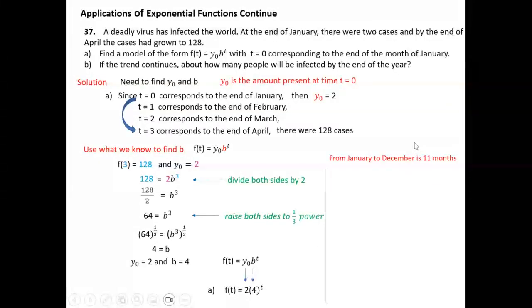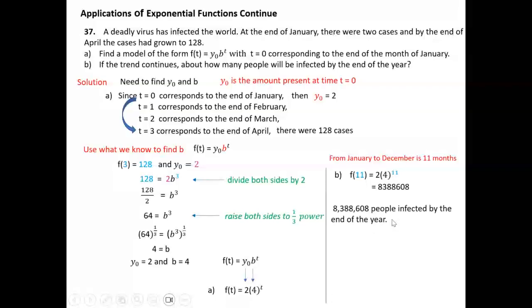It says here, if the trend continues, how many people will be infected by the end of the year? From January to December is 11 months, because the end of January is where we started. So for part B, we're going to evaluate the function at f of 11, which means all we do is plug in 11 where the t is and put everything in the calculator, and we get our answer.